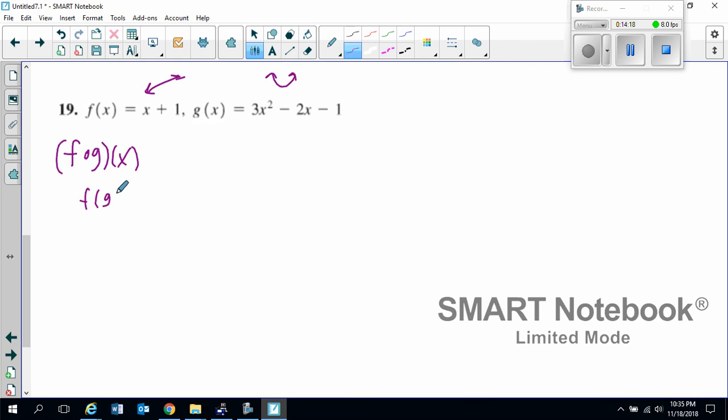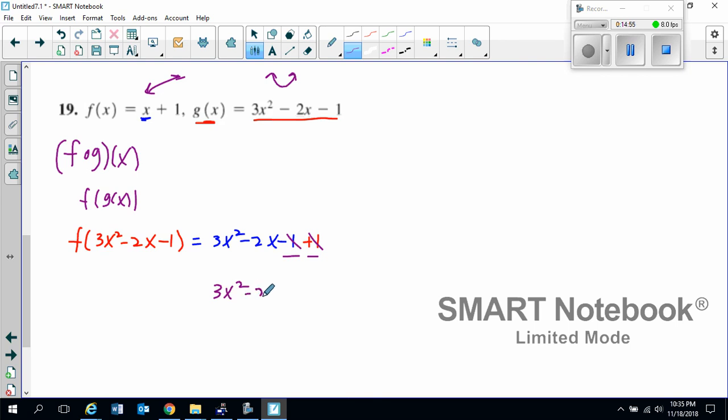So f of g of x. And so what we're going to do here is we're going to take this and replace g of x with that. So this is going to be f of 3x squared minus 2x minus 1. And so we're going to take that and substitute it right there. So this is going to be 3x squared minus 2x minus 1. And then don't forget, we do have that plus 1 on the back end. Okay? And so that minus and plus 1 will cancel out. And so you're just left with 3x squared minus 2x.